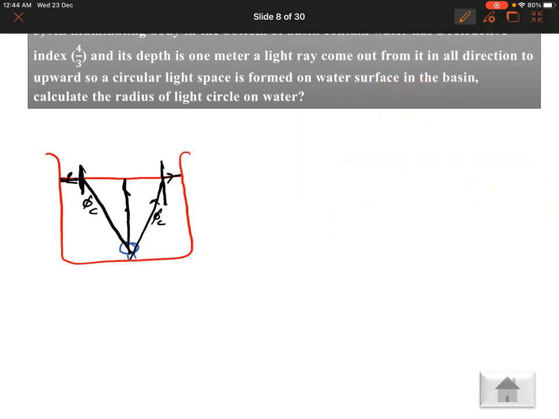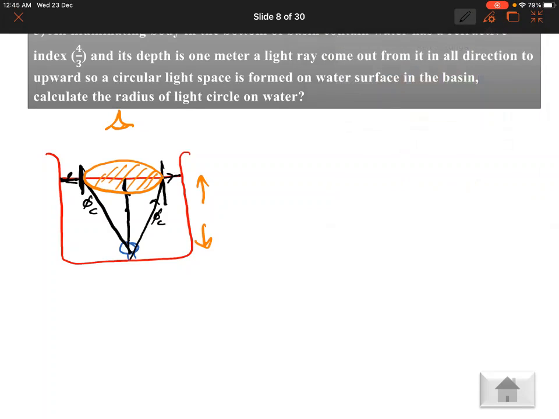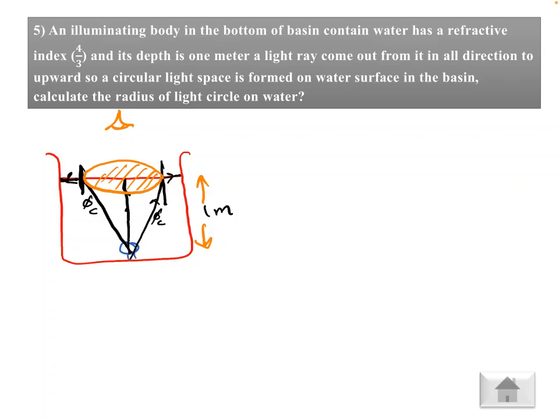You can notice that the part of light which you can see with your eyes is this circle of light. Okay, now what about the depth? The depth is 1 meter, right? 1 meter here. Can you calculate phi c if you know that n water equals 4/3? I think that you can calculate.